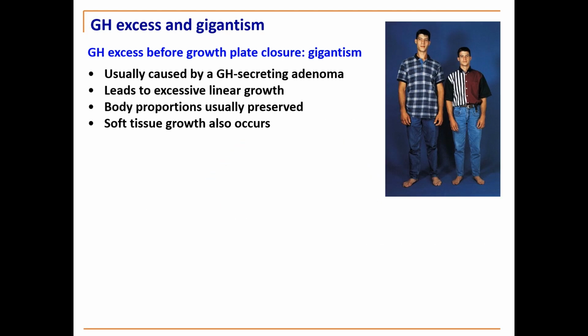So first, we're going to think about gigantism. This results from growth hormone excess before epiphyseal growth plate fusion, so the closure of the growth plates. The most common cause is a growth hormone secreting pituitary adenoma, and that increased growth hormone leads to excessive insulin-like growth factor, which means you get an acceleration in your longitudinal, so the lengthening of bone growth, and a marked increase in height. But body proportions are usually fairly well preserved, because the soft tissue growth is also happening.